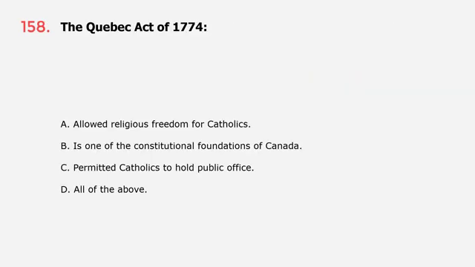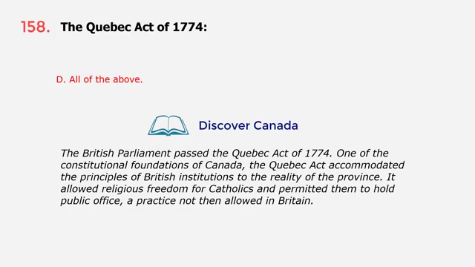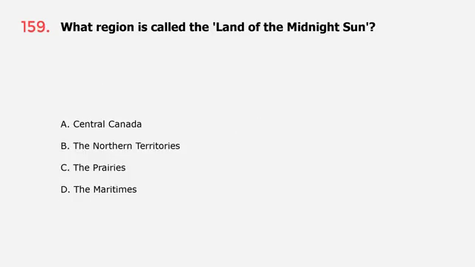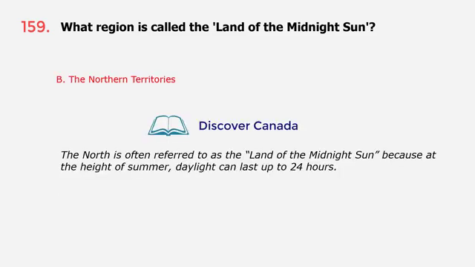Question 158. The Quebec Act of 1774. A. Allowed religious freedom for Catholics. B. Is one of the constitutional foundations of Canada. C. Permitted Catholics to hold public office. D. All of the above. The answer is D. All of the above. Question 159. What region is called the land of the midnight sun? A. Central Canada. B. The Northern Territories. C. The Prairies. D. The Maritimes. The answer is B. The Northern Territories.